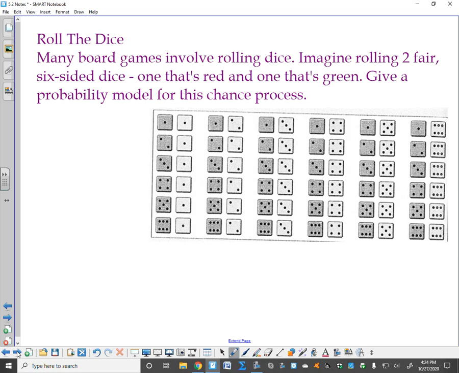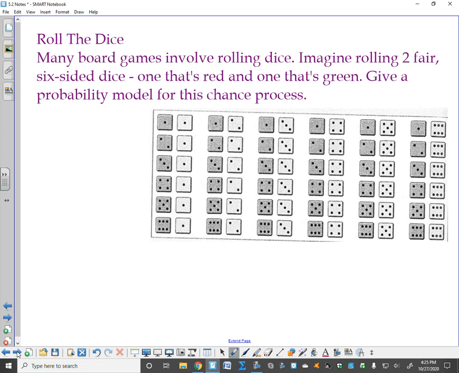Okay, gonna roll the dice. Many board games involve rolling dice. Imagine rolling 2 fair 6-sided dice. We've got one that's red and one that's green. So these 2 dice are distinguishable from each other. Give a probability model for this chance process.